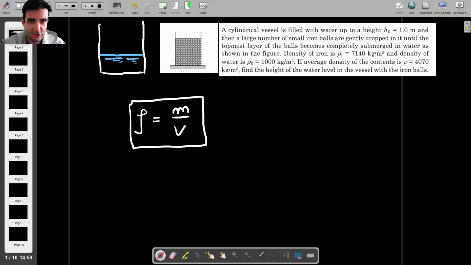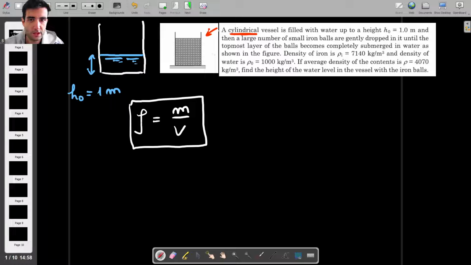So we're dealing with a cylindrical vessel. The first key word to keep in mind is the fact that this is cylindrical. This is going to play a role later. Now, this is filled up with water to a height of h0 equals 1 meter. So we have a vessel, and at the beginning it's filled up with water up to 1 meter. Then we drop a large number of iron pellets, and they're being added to the tank until we reach this scenario here.